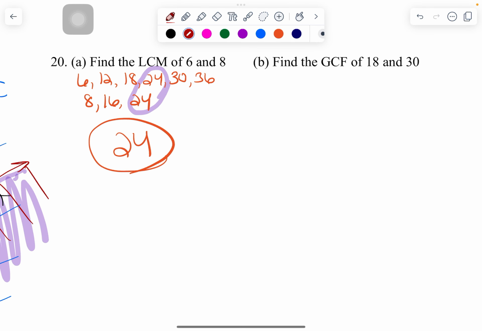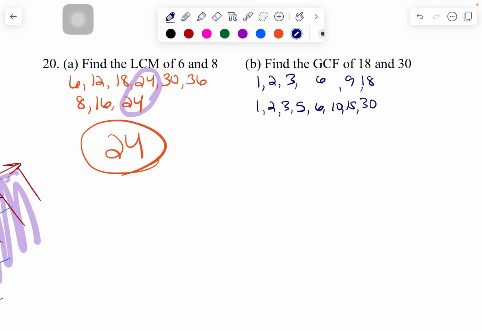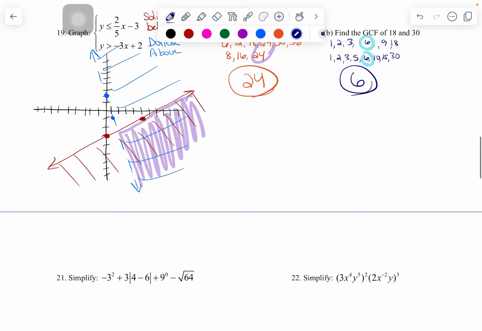Greatest common factor, or GCF, for number 20 part B here. I'm going to list out factors of 18. So 1 times 18, let's see, 2 times 9, and 3 times 6 are my factors of 18. For 30, 1 times 30, 2 times 15, 3 times 10, let's see, 4 doesn't work, but 5 times 6 does. And I'm looking for the largest number, again, that shows up on both lists. 6 here, 6 here. The GCF of 18 and 30 is 6. All right, that takes us through the end of page 2.